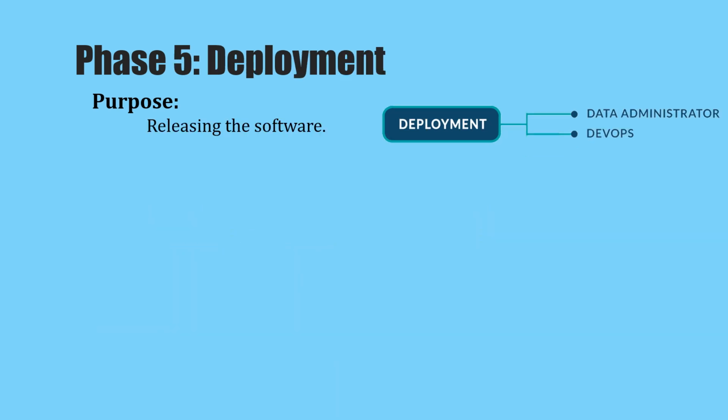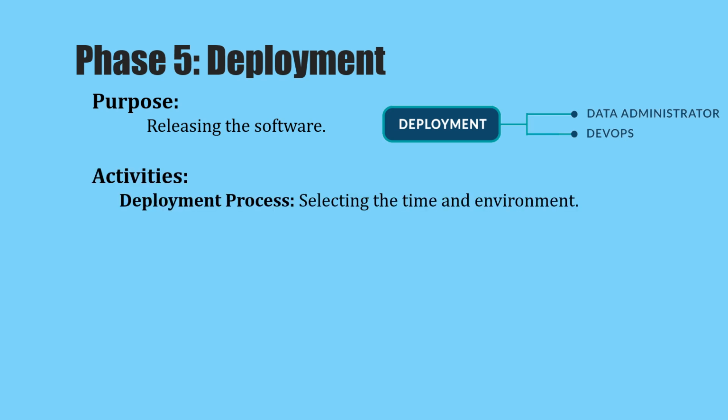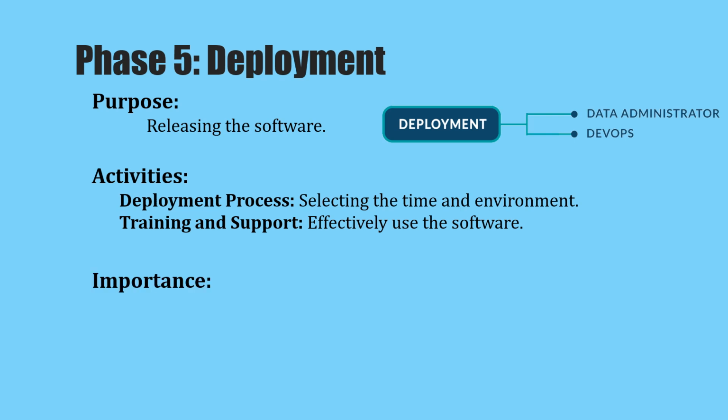Phase 5, deployment. The purpose is releasing the software to users. Activities are planning the deployment process, including selecting the appropriate time and environment for release, and providing training and support for users to ensure they can effectively use the software. The importance is that a successful deployment makes the software available to users with minimal disruption and ensures that it is fully functional in a real world environment.